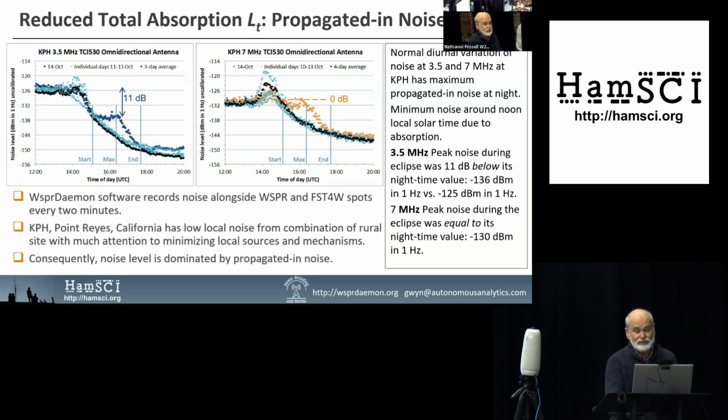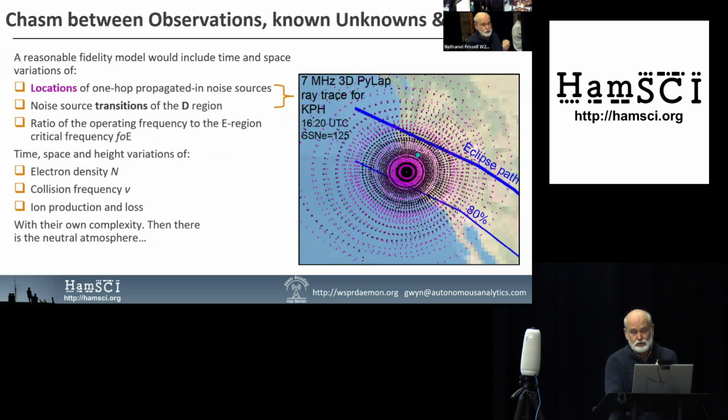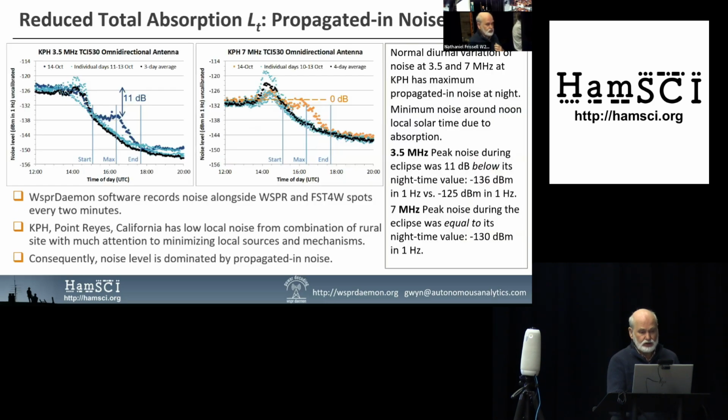If we look at 7 megahertz, the noise behavior is somewhat different. The noise level actually returns to the nighttime level. And that must be telling us something, and I need an ionospheric physicist to tell me exactly what it's telling us.